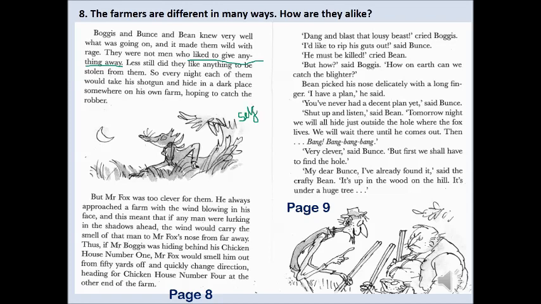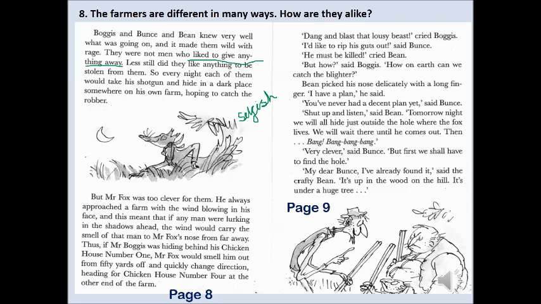Okay, so one word that you might have included in your answer is, again, excuse my writing, the word selfish. How are they alike? They are selfish. They don't want to give any of their chickens or their geese or their hens away. Okay, they're very different in looks. How else are they alike?